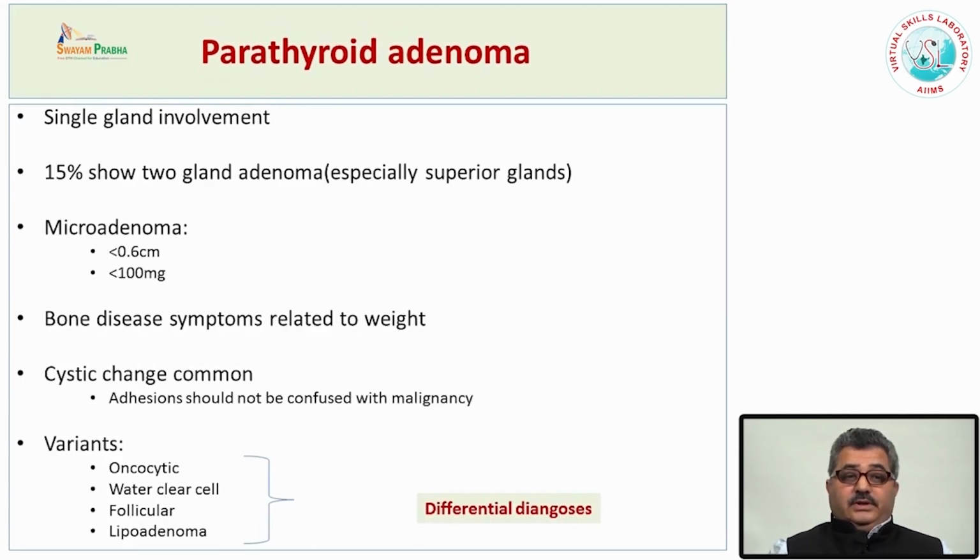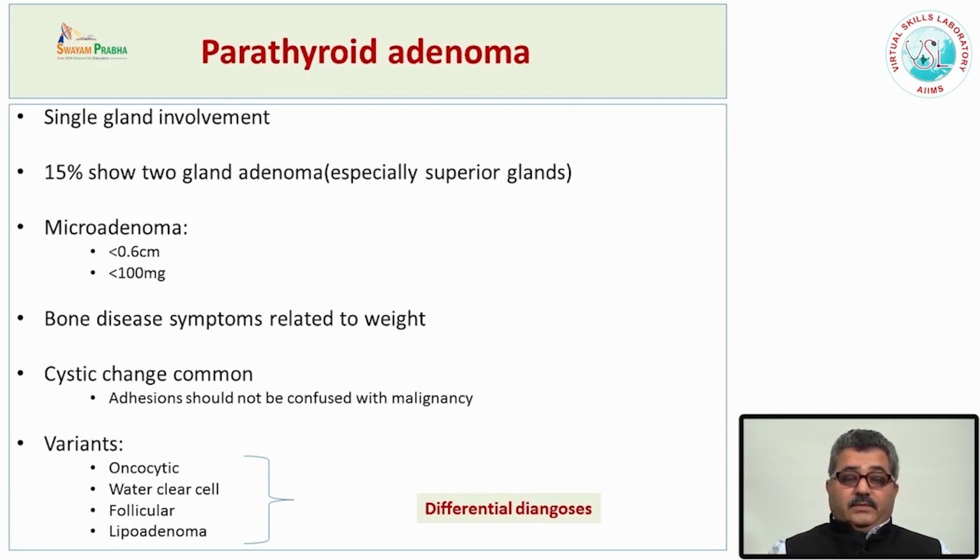Parathyroid adenomas mostly involve a single gland. That is very important to differentiate the causes of hyperparathyroidism, between the adenomas and hyperplasia. In hyperplasia, all the glands are involved, whereas in the adenoma, a single gland is involved. But it is also not very rare that there may be involvement of two glands. In about 15% of the cases, they are double adenomas. The point to be remembered is that most of the double adenomas involve the superior glands, both right and left superior glands.